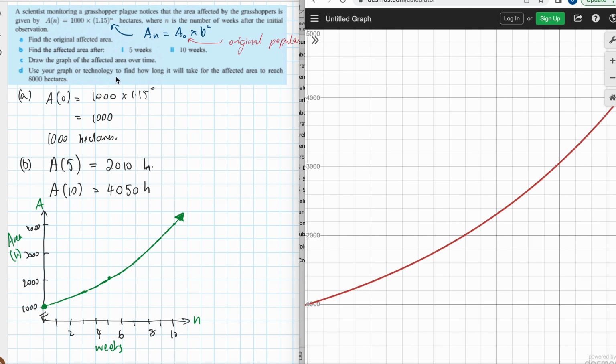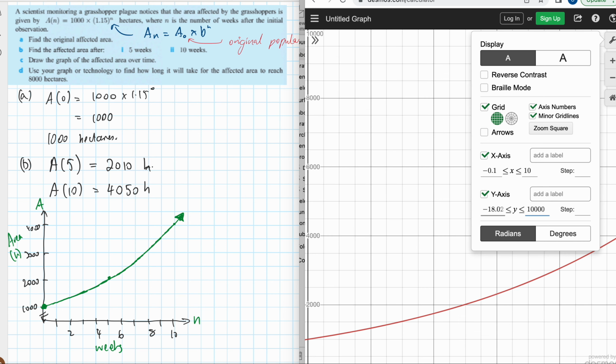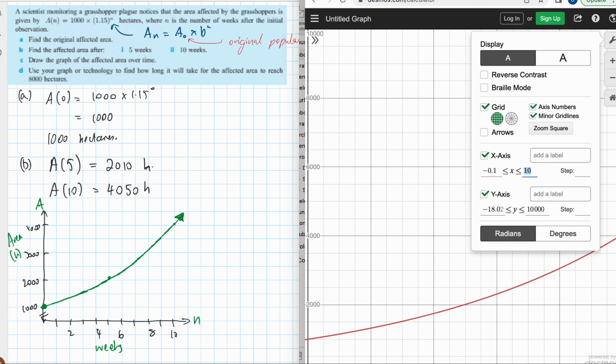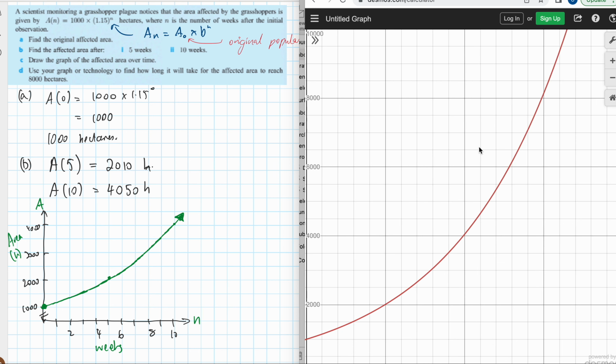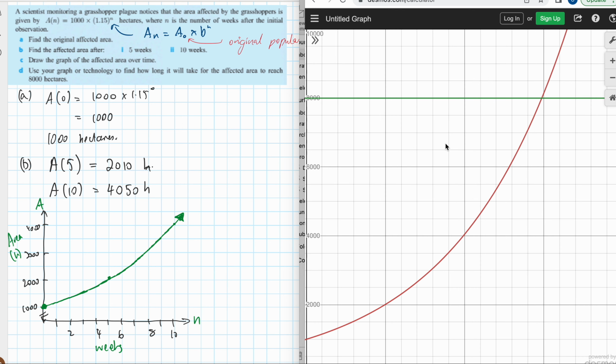Use your graph or technology to find how long it would take for the affected area to reach 8,000 hectares. As you can see, I'm in a bit of a crisis here because they've said 8,000 and I've gone to 4. So I'm just going to zoom out here and I'm going to change my axis to 10. Okay, and you can see I don't have enough x values, so I'm going to change this to 20. There we go. Now, a really handy thing to do here is to draw a line. If you're trying to find when the area is 8,000, I really recommend this because then you can just find your intersection using your ClassPad.